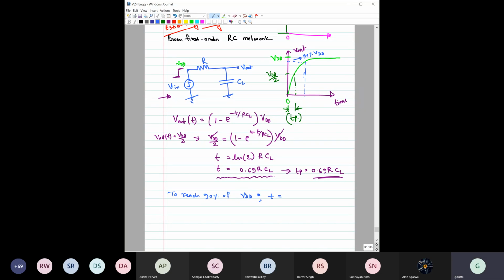Yes. Shubhayan, can you tell me? RC ln 10. 2.3 RCL. Around 2.3, yes. Yeah, 2.3 RCL, right? Okay. Sometimes this RCL is also written as tau, the basic time constant. So that way it is written as 2.3 times this tau. Anyway, those parts we can discuss later, next class.